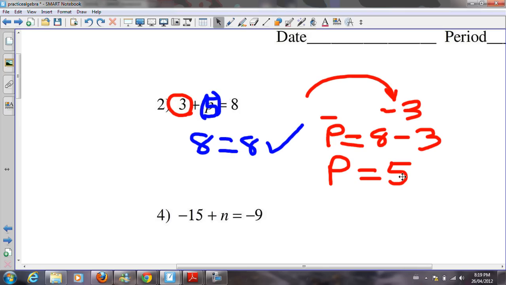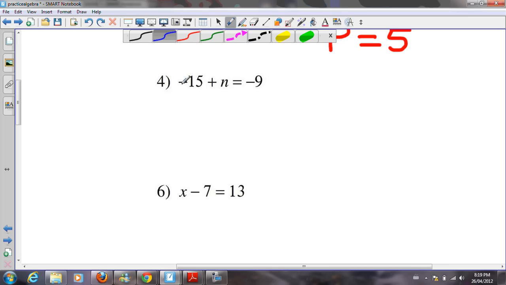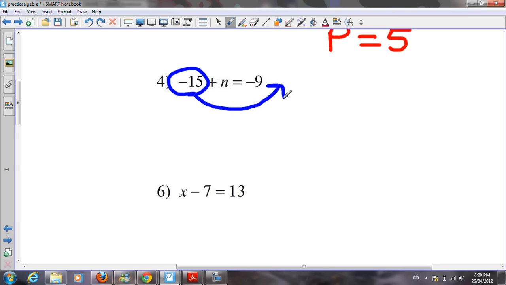All you've got to do is take your answer, in this case it's 5, and plug it into your letter. Be careful when you get to negatives here. Sometimes when you put a number to the other side, the negative becomes positive, of course. So in this case, the minus 15, when we move it to the other side to separate it from the positive n, we're left with n on one side. And this minus 15, don't forget the minus 9 still there, this minus 15 becomes positive 15.